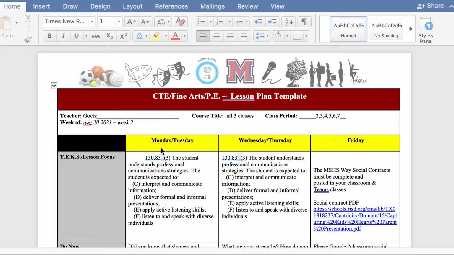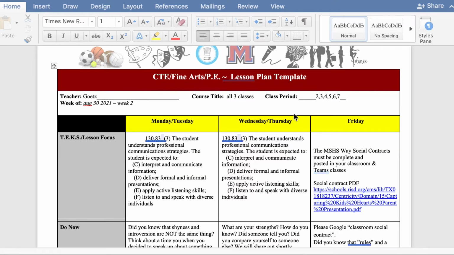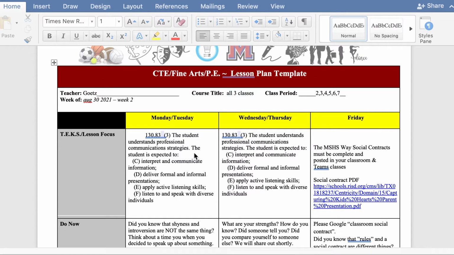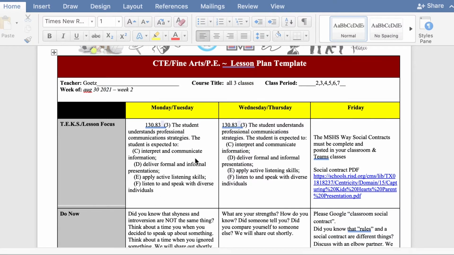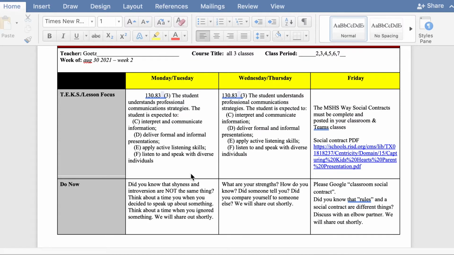I'm going to go over the plan for week 2, the second week of school. I teach audio video production, digital audio, and animation. On Monday and Tuesday, we're looking at communication and delivering informal presentations. We're listening to each other. We're speaking with diverse individuals.